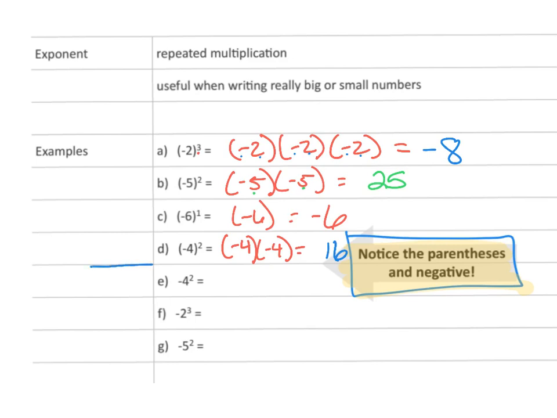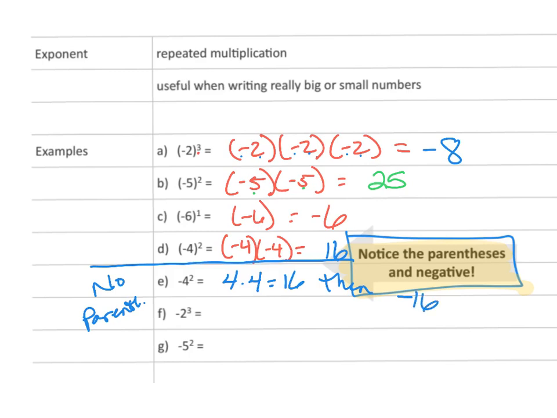Now, up until here, we've had parentheses. So we've put the negatives in parentheses. Here we have no parentheses. So basically what I'm doing is 4 squared. So 4 times 4, which gives me 16. Then make it a -16.